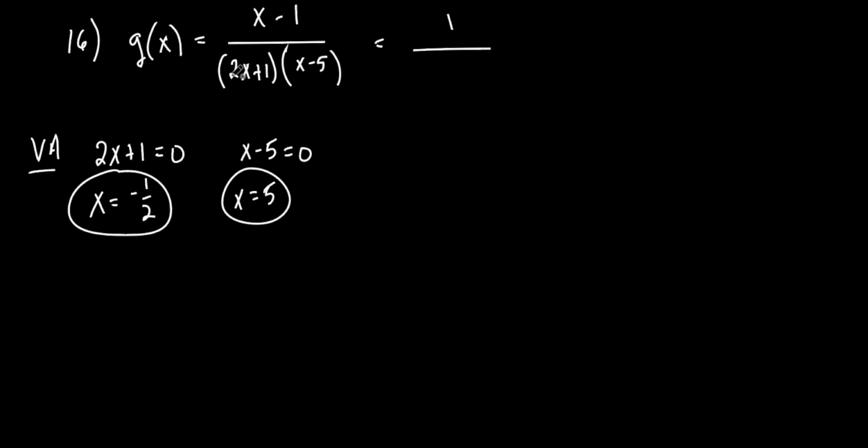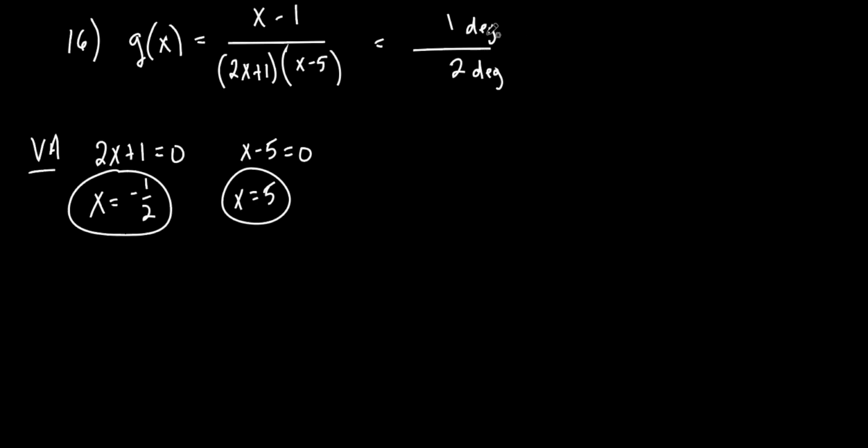Do FOIL method, right? 2x times x, which is what? 2x squared. Are you going to have anything bigger than a 2x squared in here? No, that'll be your biggest one. So what's your bottom going to be? Now these are your degrees, okay? It's not a 1. That's your degree. It's a first degree and a second degree.